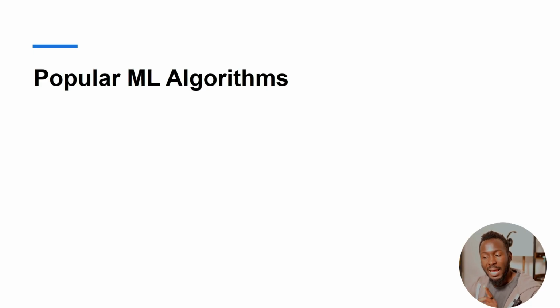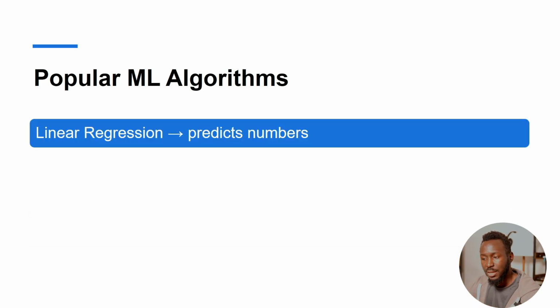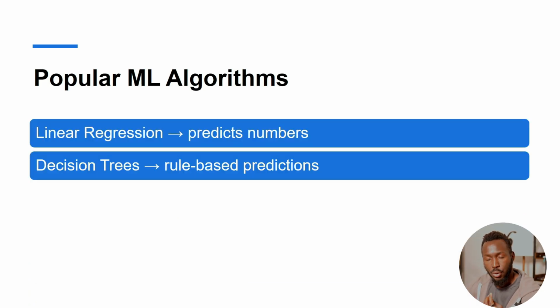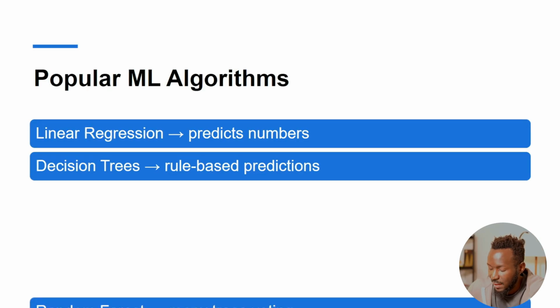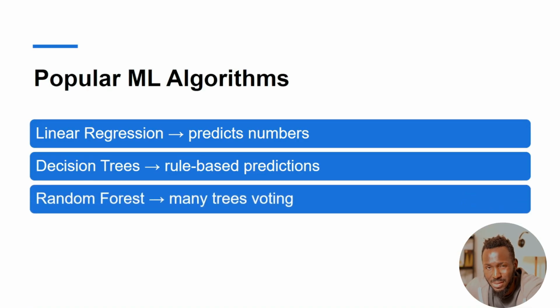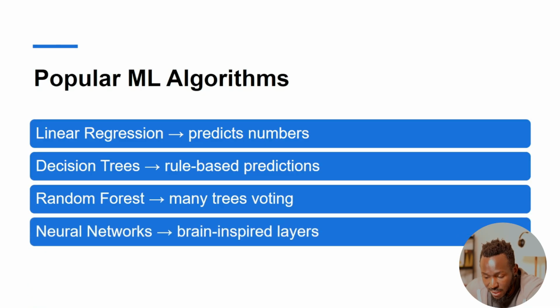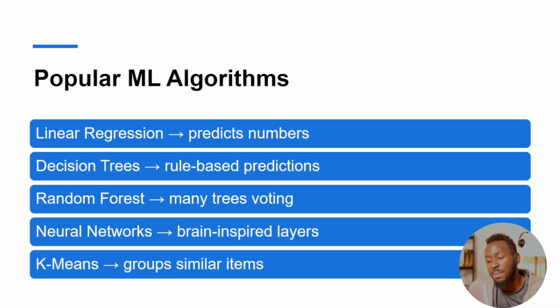Some of the popular ML algorithms: linear regression, which predicts numbers; decision trees, which make rule-based predictions. The next one is random forests, which is just an extension of decision trees, with many trees voting to decide something. The next one is neural networks. This is brain-inspired, inspired by the synapses and neurons that fire and wire in your brain to process information and make decisions. And then K-means, which groups similar items together. So these are the popular algorithms or models that you pick from to train.